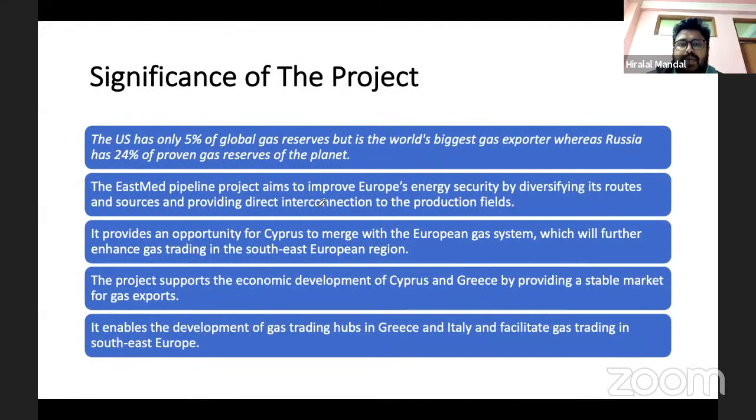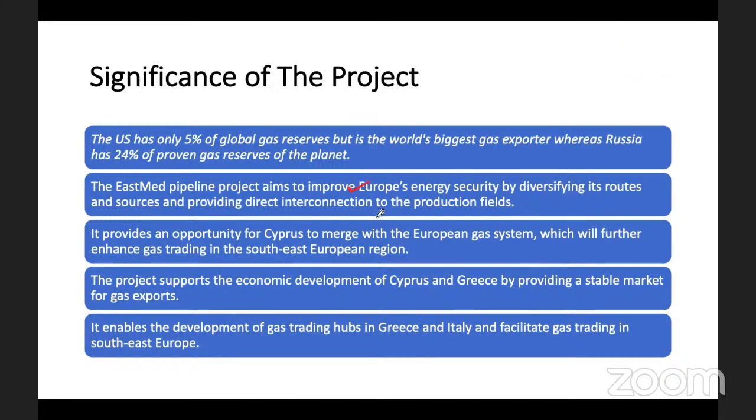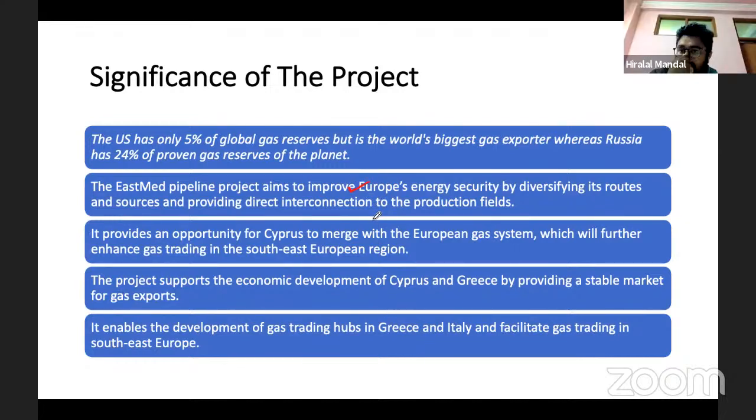So this project could have ensured Europe's energy security, because it could have diversified Europe's gas requirement and, in fact, reduced the dependency of Europe on Russia, Russia's gas projects. That it could have done, but now that it has been withdrawn, such opportunities will be lost. It also provides an opportunity for Cyprus to merge with the European gas system.